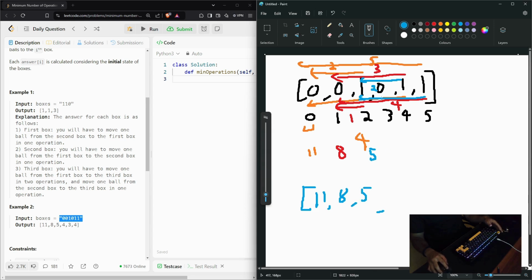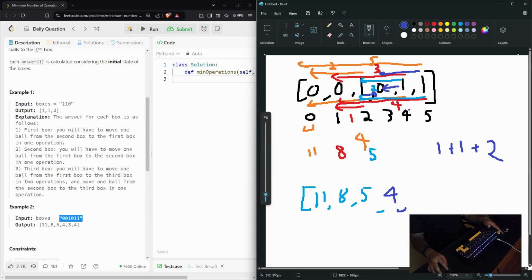Moving on to the second index, the third index basically. So we see we have balls on the left and the right. The right one moves in, so we'll have 1 unit movement here, 1 unit, and then 1 unit here for this ball, and then 2 units here. So a total of 1 plus 1 plus 2, which is 4. So 4 units for this one.